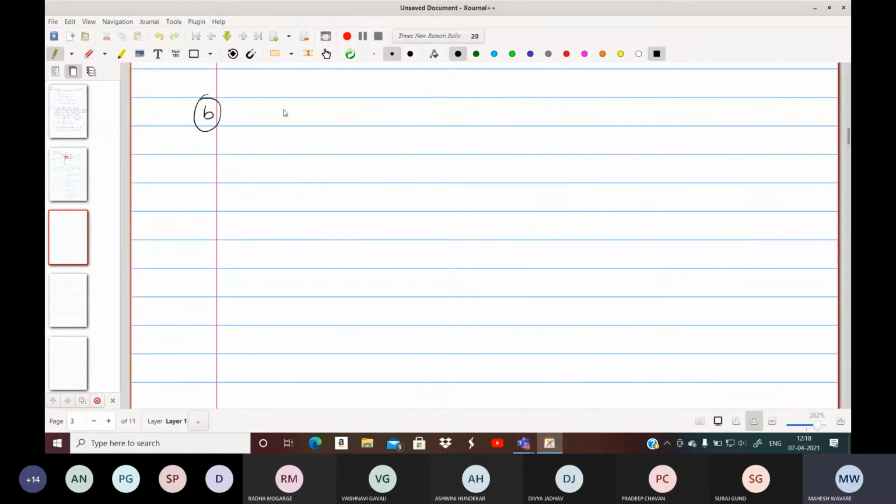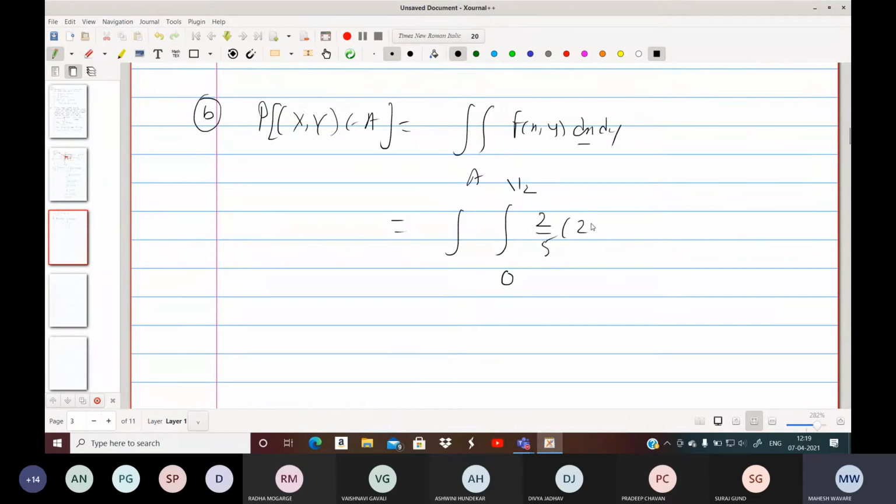So B part, the probability of xy in the region A is nothing but double integration over A of f of xy dx dy. And you are writing the constant limits, so limits of x you should write first. What are the limits of x? 0 to half. f of xy is 2 upon 5 into 2x plus 3y. With respect to x, we are going to integrate this first, keeping y as a constant while integrating with respect to x. And limits of y are 1 by 4 to half. That's it.